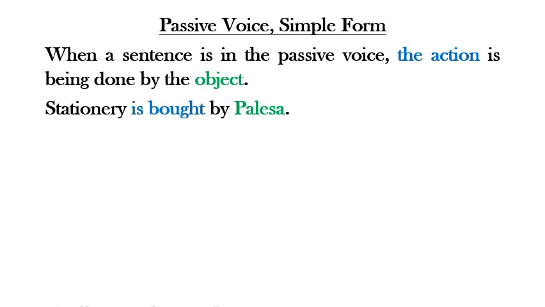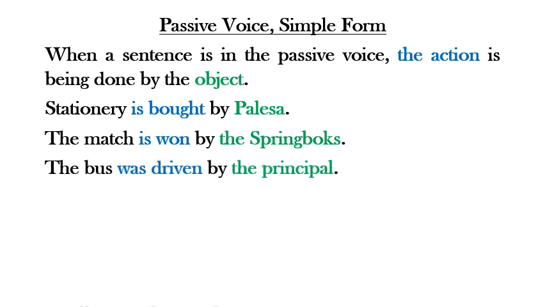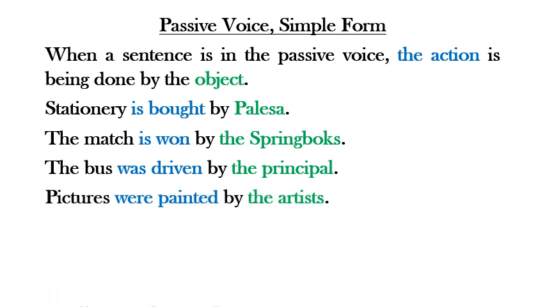You've got there, this time, stationery is bought, there's your verb, by Palesa. Okay, here we've got the match is won by the Springboks. Oh, I loved watching that match. Here we have the bus was driven by the principal. And of course, you've got pictures were painted by the artists. Right? As you can see, in each case, the action is now being done by the object of the sentence.